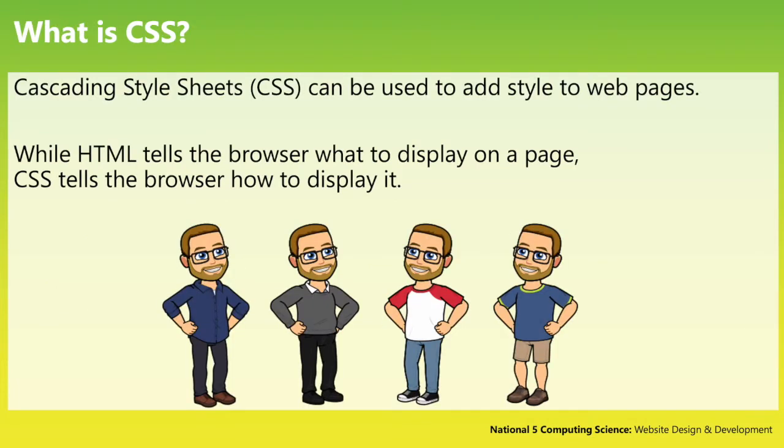Firstly, let's consider what is CSS. Well, cascading style sheets can be used to add style to web pages. Whilst HTML will tell the browser what the content should be on the page, CSS tells the browser how it should be displayed. So you can think about the CSS as the clothes that a person might wear. They can wear different clothes and they will look slightly differently.